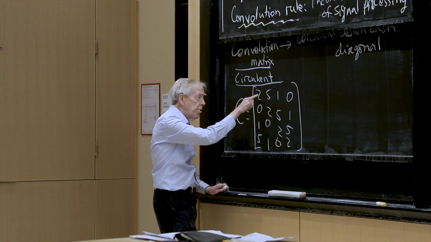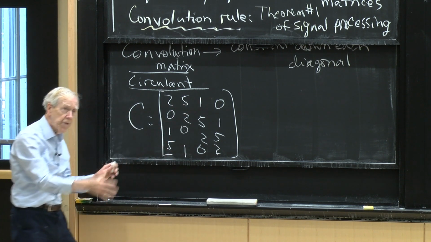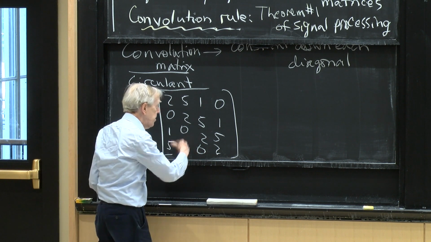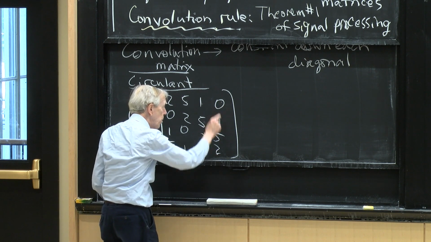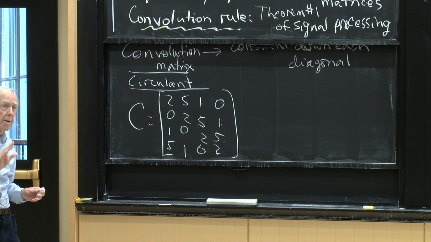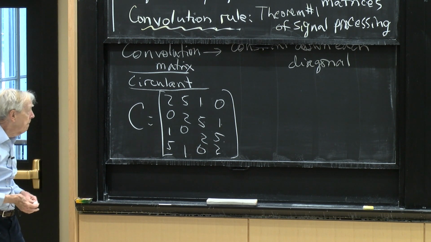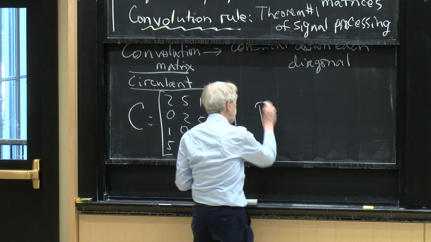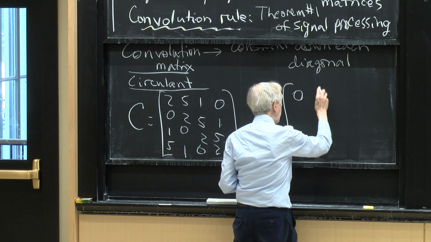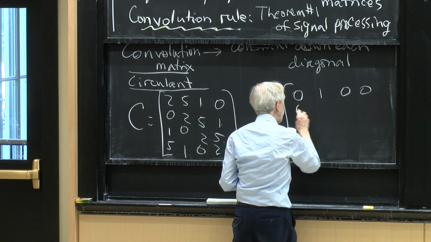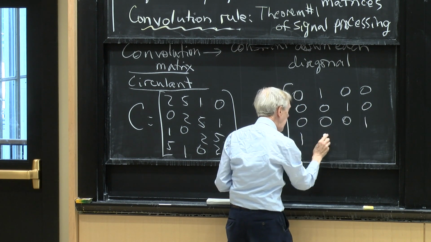There's the first column, 2, 0, 1, 5. The second column is 2, 0, 1, 5, shifted down by 1. The next column is again shifted down by 1, 2, 0, 1, 5. And the last column is 2, 0, 1, 5. So they're all the same columns after a cyclic shift. So the key matrix in this is really a cyclic shift matrix. Say 0, 1, 0, 0, 0, 0.